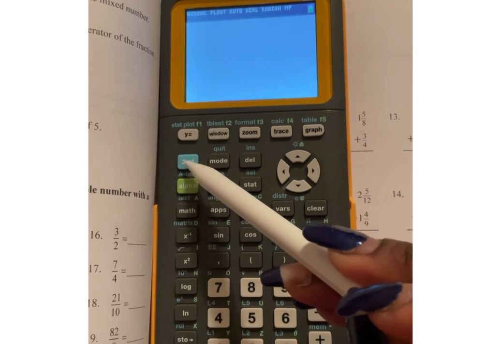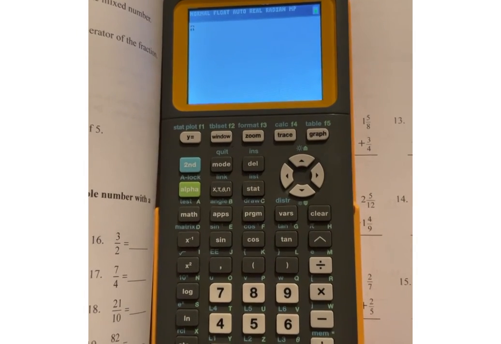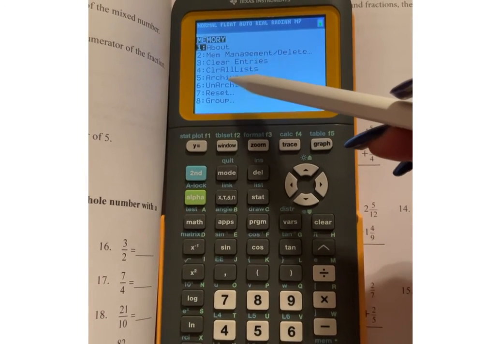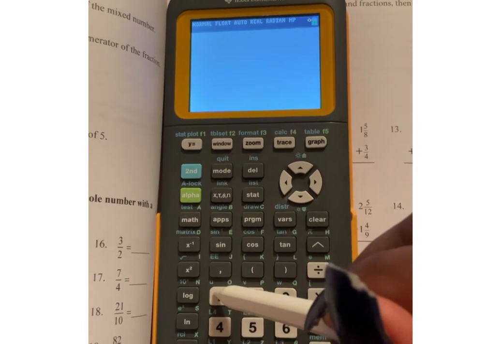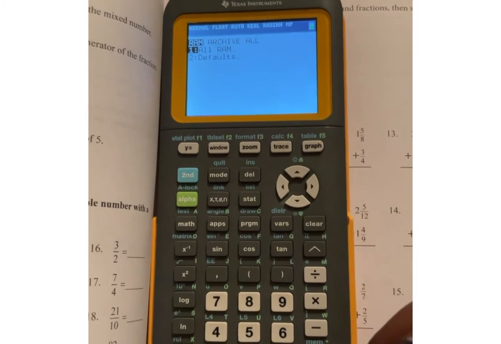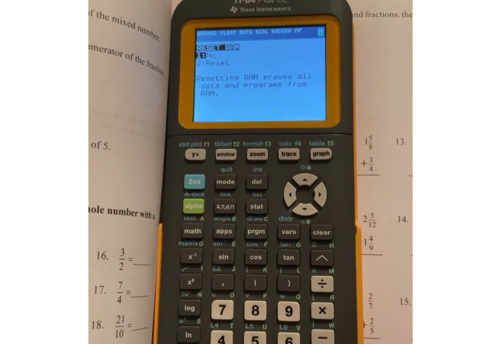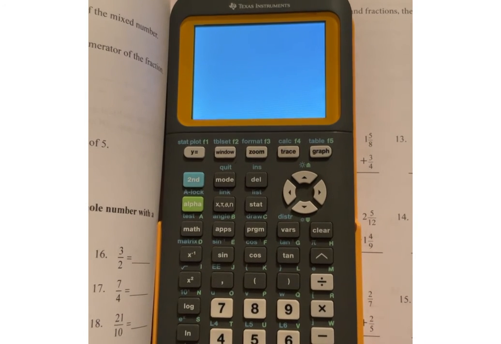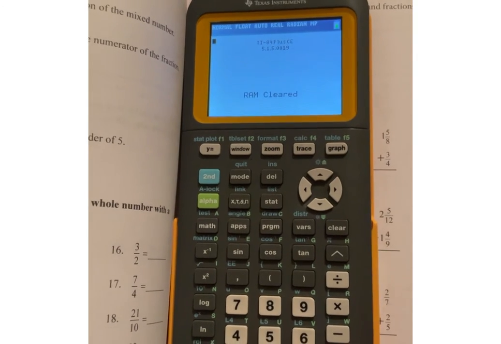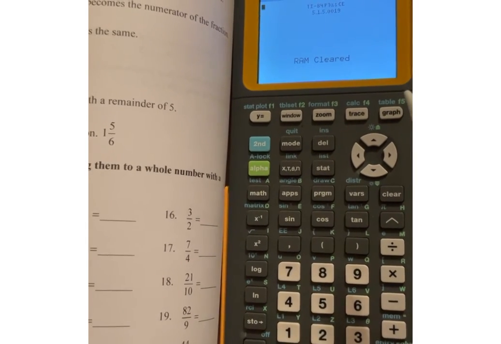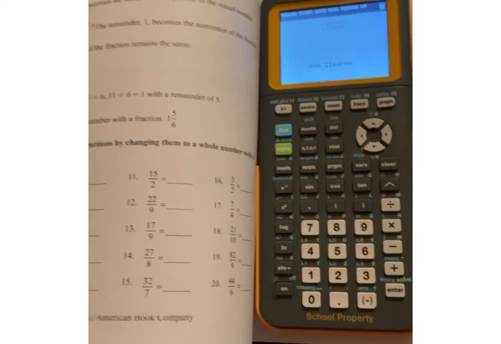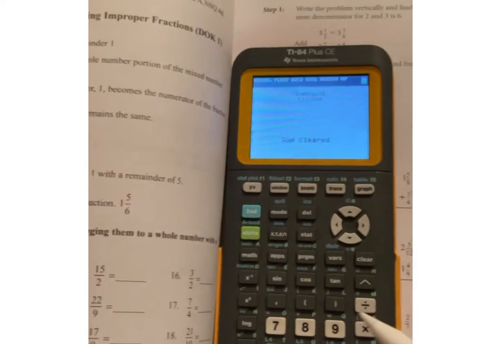You'll press the blue key, the plus sign. There's a menu that comes up. We're going to choose 7 because we're trying to reset the memory. We're going to do 1 because we want to reset everything. And then we're going to choose number 2. And it'll let us know that it's reset. Alright, so we're ready to start typing in our first answer. Now, you don't have to do this after every problem, but it is best practice for you to do before we get started with the work.